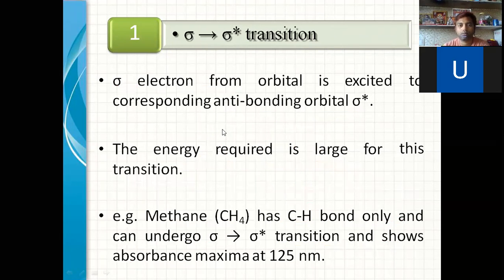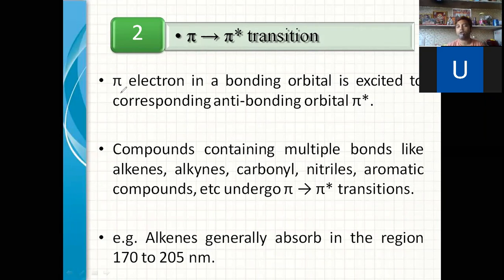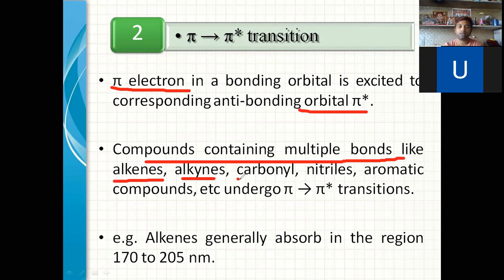Next, pi to pi star transitions. So a pi electron in a bonding orbital is excited to the corresponding anti-bonding pi star orbital. So there must be a pi electron in the molecule. Compounds containing multiple bonds like alkenes, alkynes, carbonyl, nitriles, aromatic compounds, etc. can undergo pi to pi star transitions. For example, alkenes generally absorb in the region 170 to 205 nanometer.